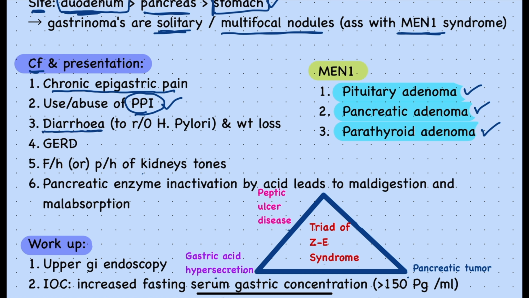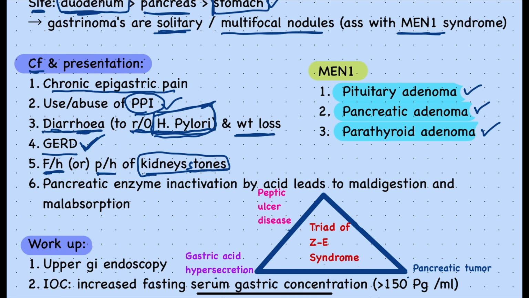Diarrhea is the most important factor which helps to rule out H. pylori, because in H. pylori there is no diarrhea symptom, and weight loss is also there. H. pylori rule-out is a major important factor because when you are attempting MCQs, H. pylori does not indicate diarrhea. Next, GERD, gastroesophageal reflux disease, is one of the important factors. Family history or past history of kidney stones is also a risk factor for the clinical features of ZE syndrome.